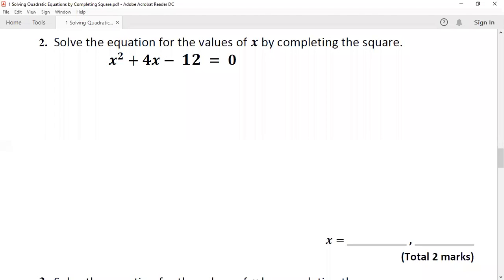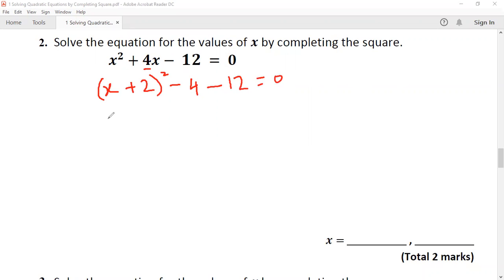Let's move to question number 2. It says x squared plus 4x minus 12 equals 0. So again, the same practice. We're going to write x plus half of the coefficient of the middle term, which is going to be 2, so (x plus 2) squared. And then I'm going to take away the square of this number, which is half of the coefficient of the middle term. You can straight away write 4 if you want to, or you can just write 2 squared, minus 12 equals 0.